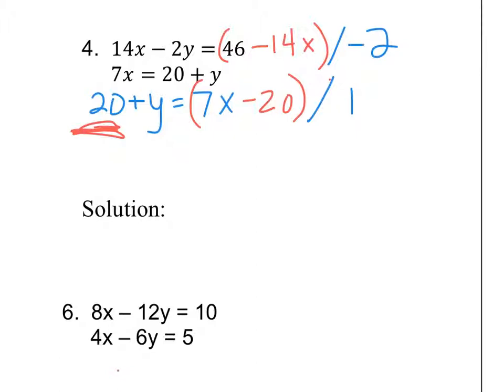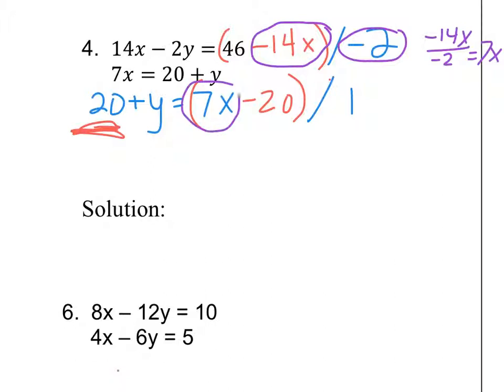I know that my slopes have to be identical to be parallel lines. So let's look at my two slopes. I have negative 14x divided by negative 2. So negative 14x divided by negative 2 equals 7x. And then here I have a positive 7x divided by 1. So I have 7x divided by 1 also equals 7x.